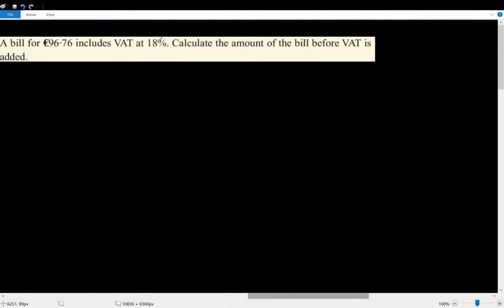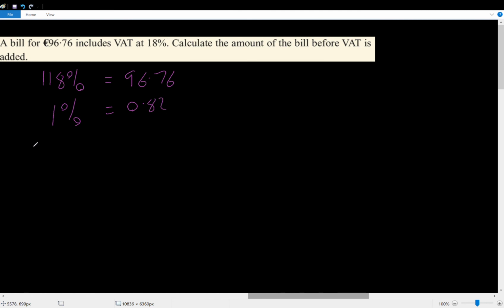So what we have is, if our VAT rate is 18%, that means that 118% of the initial price is equal to €96.76. So we're going to work our way down to 1% by dividing both sides by 118. 96.76 divided by 118 is 0.82.